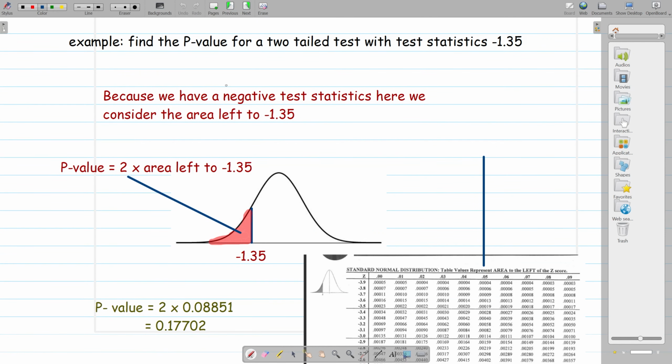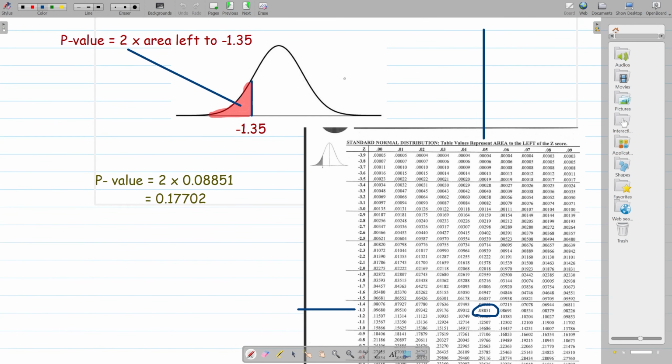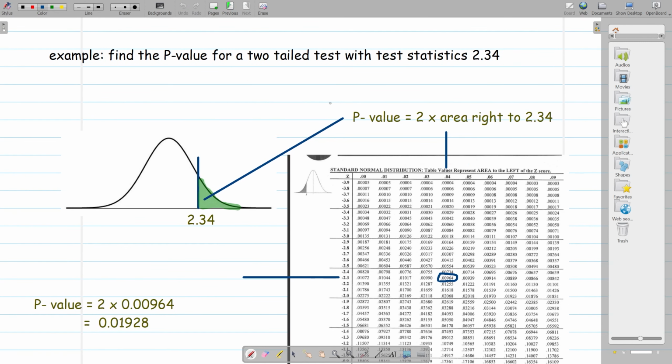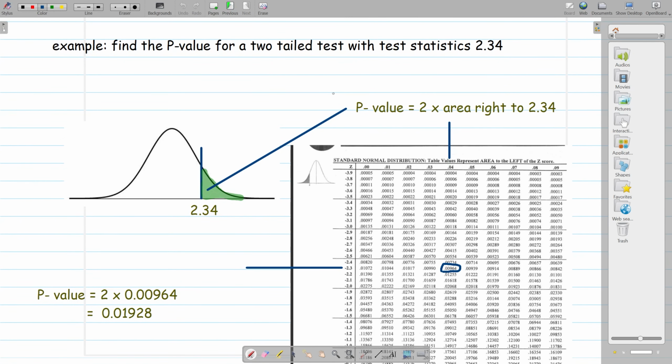Find the p-value for a two-tailed test with test statistic minus 1.35. Now we have a two-tailed test and our test statistic is negative. Then we should mark that test statistic minus 1.35 and take the area left to that one. Now go to the table and you can see that the area to that one, minus 1.35, is 0.08851. So when you double it, it is 0.17702.